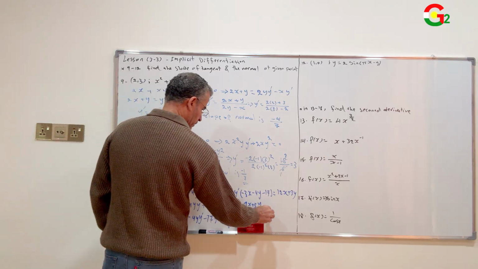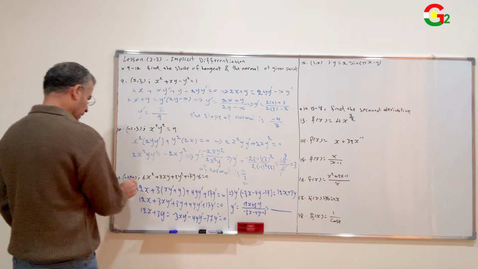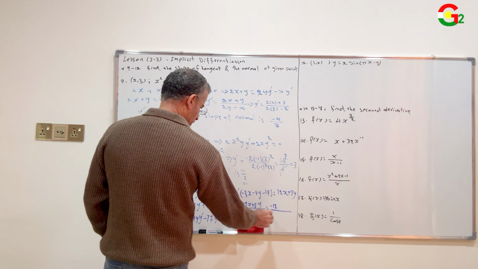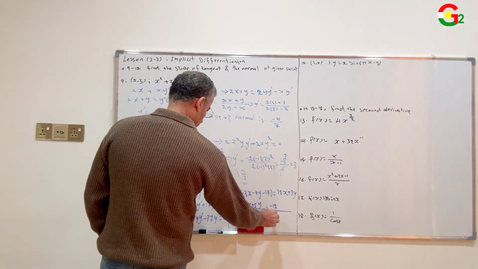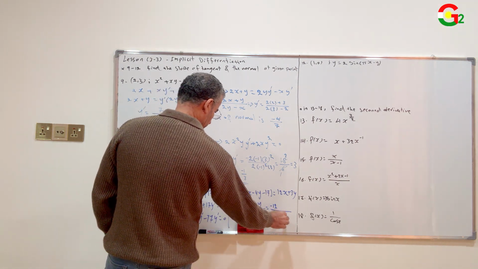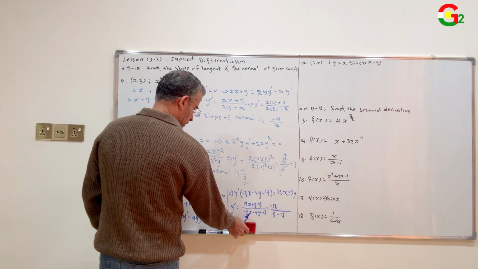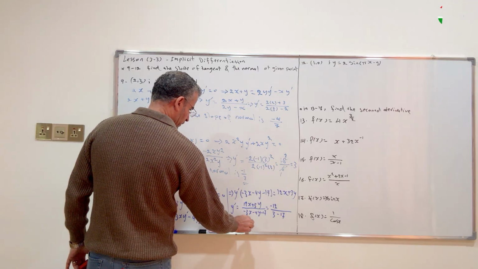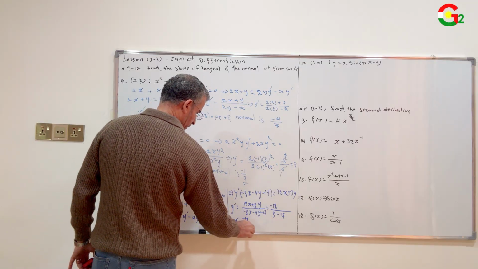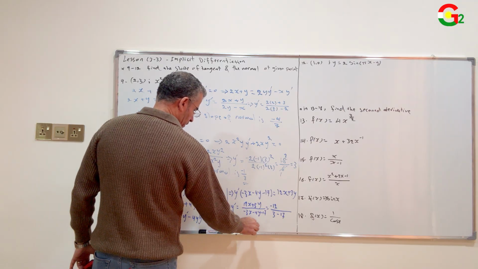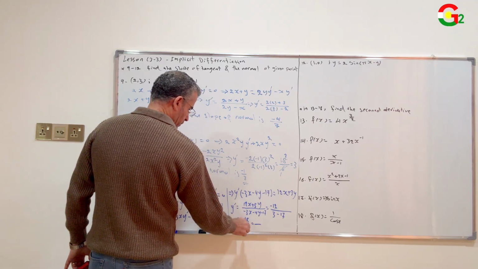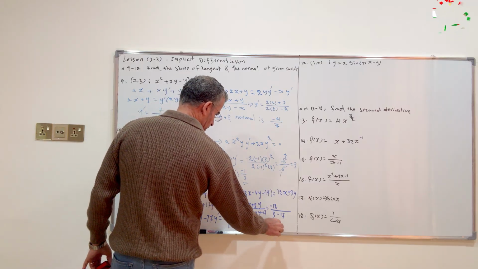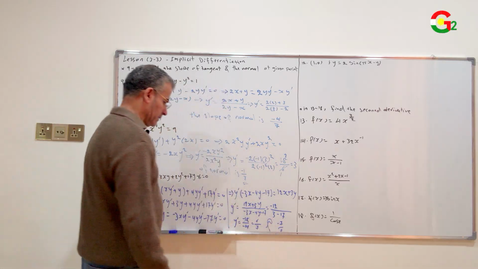At the point negative 1, 0: negative 12 plus 0 over 3 minus 17, then y prime equal to negative 12 over negative 14, equal to 6 over 7. And for the normal is negative 7 over 6. Question number 12.